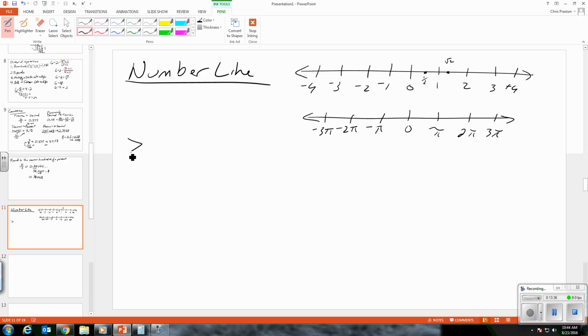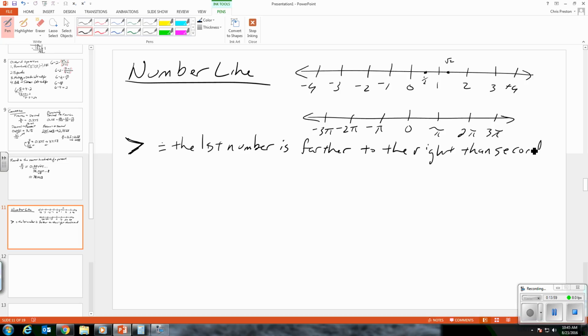Let's see, greater than here. So the first number is farther to the right than the second. So if I claim -2 is greater than -4, what I'm claiming is -2 is farther to the right on the number line than -4. And that's true. This is a true statement. -2 is greater than -4.